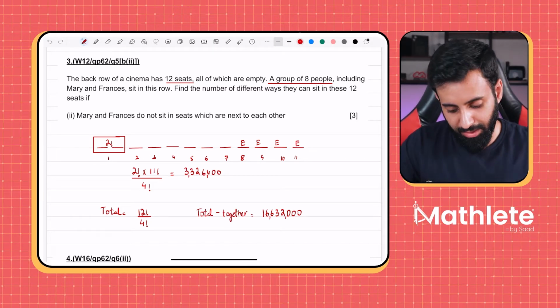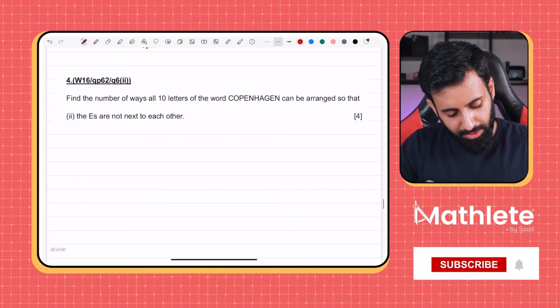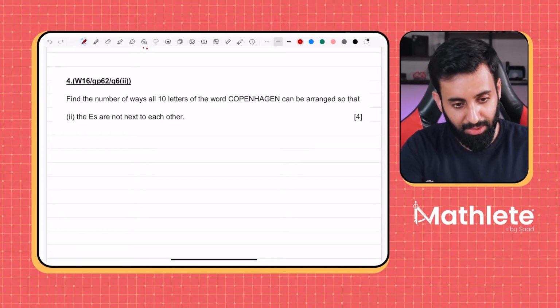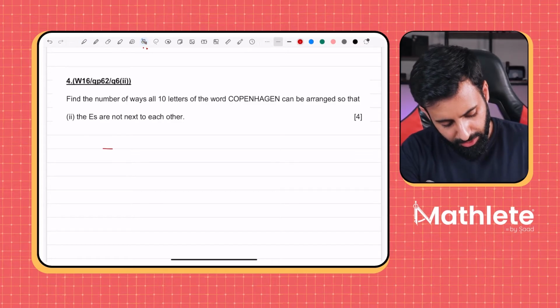16,632,000, which is the correct answer. Okay, now another question. Let's see what this says. It says, find the number of ways all 10 letters of the word Copenhagen can be arranged so that the E's are not next to each other. So once again, pretty straightforward approach for a question like this also.